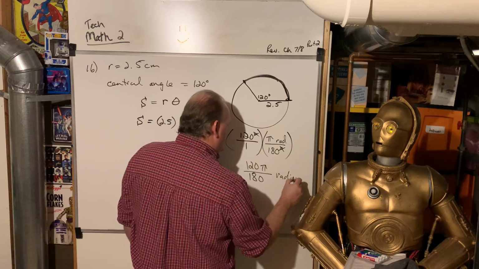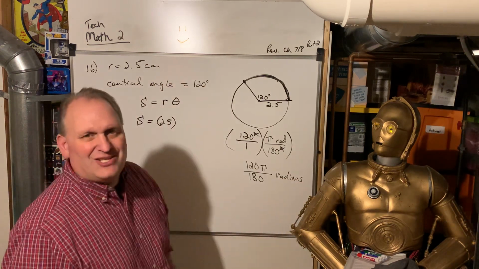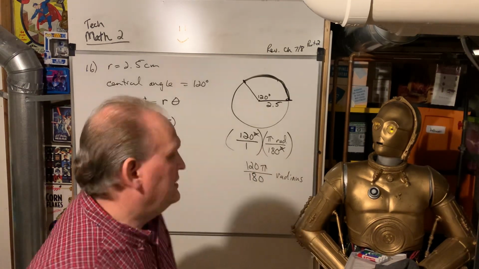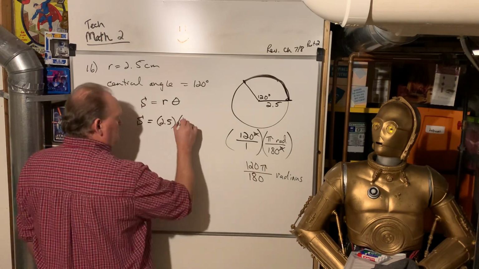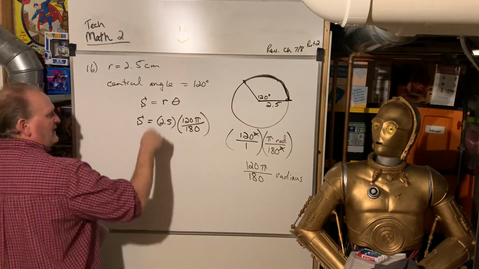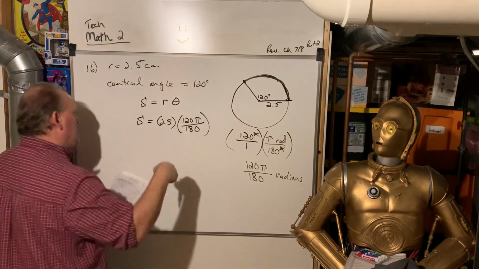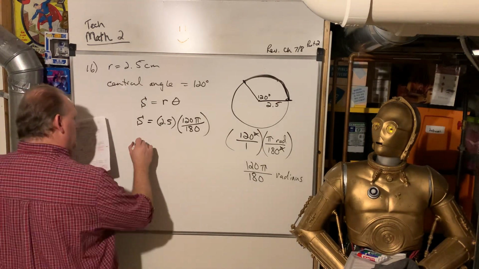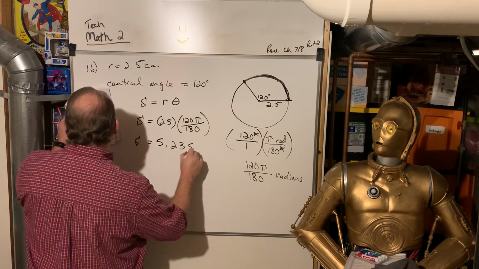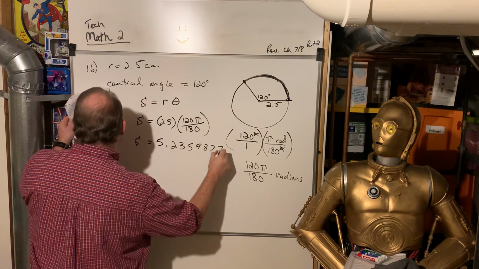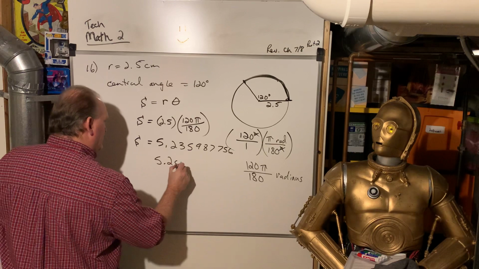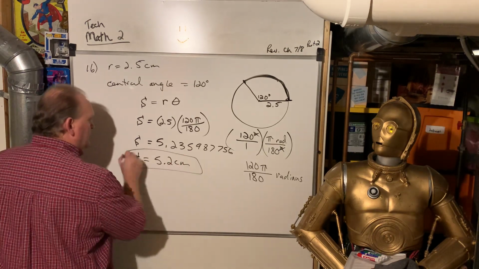And again, you can reduce if you want to. I don't suggest you do, because you're kind of wasting your effort. We want the decimal approximation here. We don't want an exact answer. So just do 120 pi over 180. That's in radians. So 2.5 times 120 times pi divided by 180. Hit enter. Make sure you round at the end. It's 5.2359877756. And they only want it to tenths. So 5.2. So that's our arc length, 5.2 centimeters.